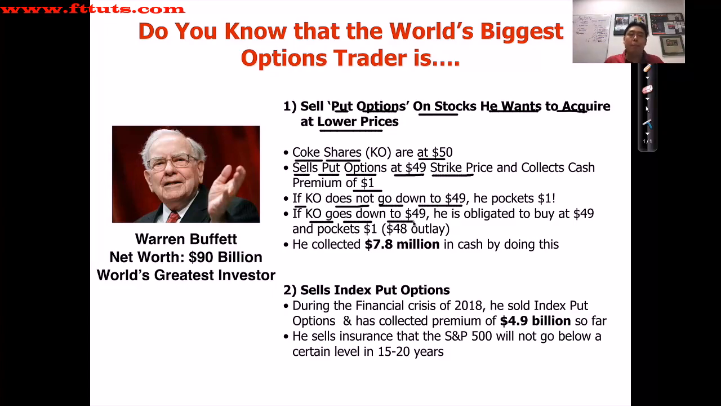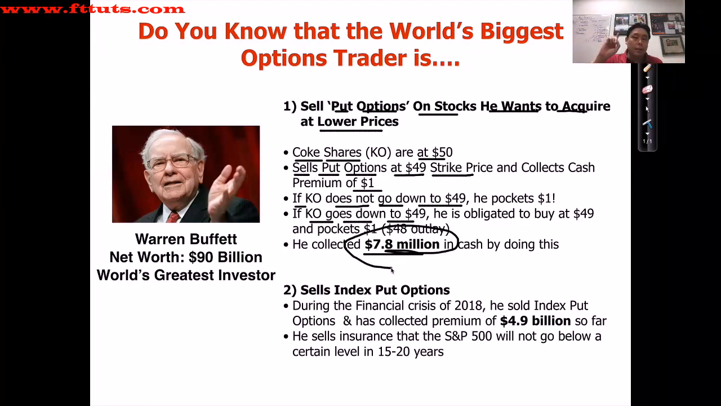So an example is when Buffett wanted to buy Coca-Cola shares, he kept selling put options below the actual price. And in the end, he collected $7.8 million in cash by selling put options. And he bought Coca-Cola shares eventually at a huge discount. So you've got to learn how to do this as well as a small-time investor.